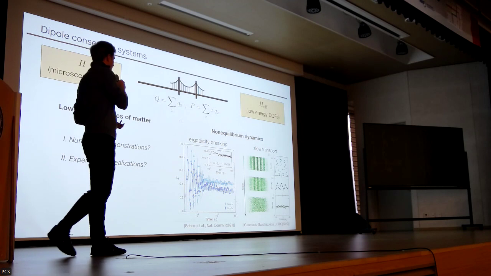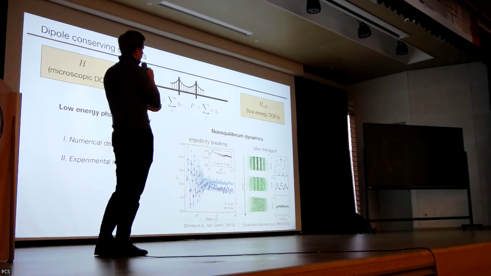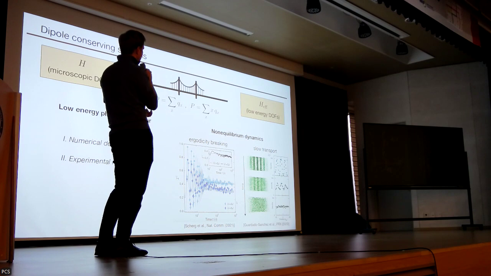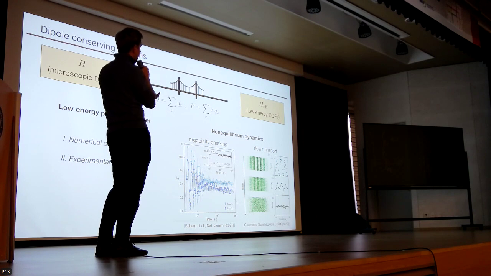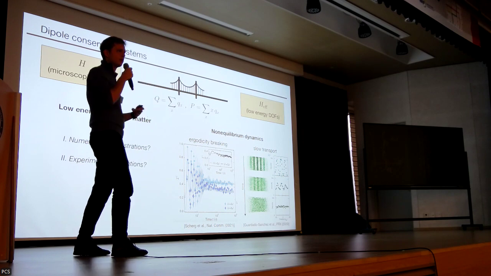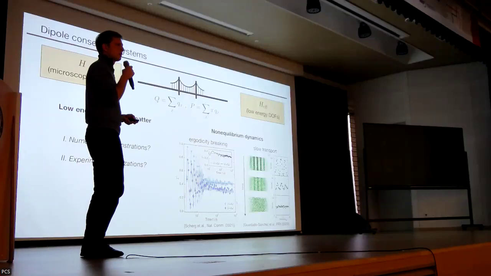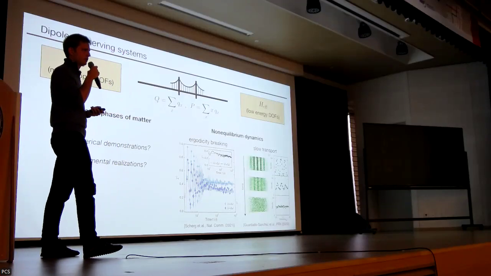At the same time, there were experiments where you prepare an initial density wave mode of atoms along one direction. Along the same direction, the dipole moment is conserved. And then you simply watch this density wave order decay as a function of time. And from that, you can infer the transport of the system. And it was found that this is indeed the sub-diffusive transport that comes from the dipole moment conservation.